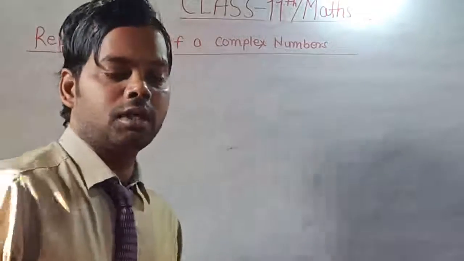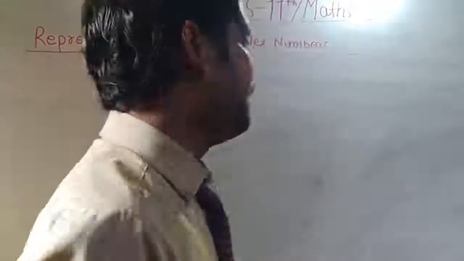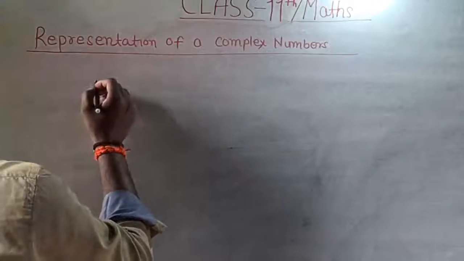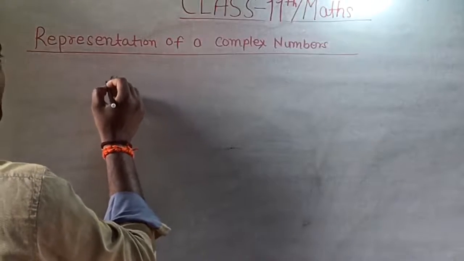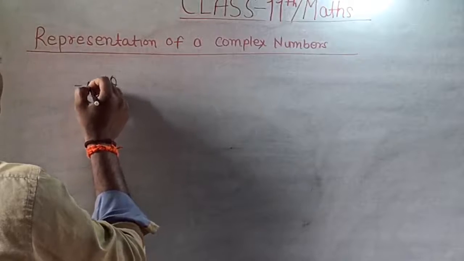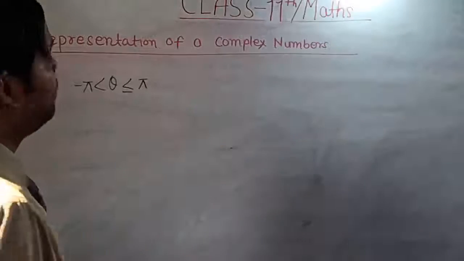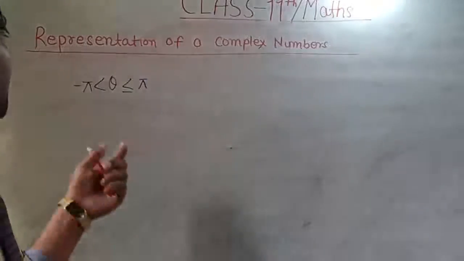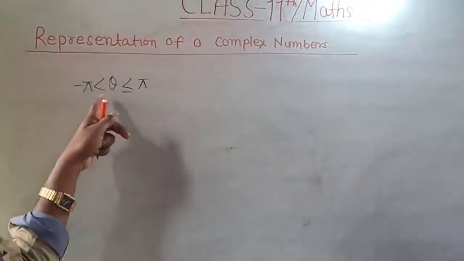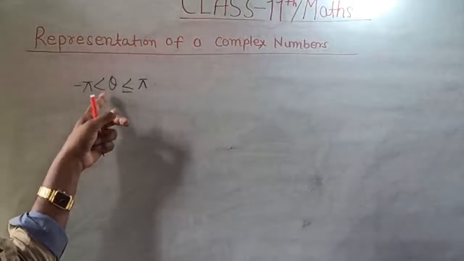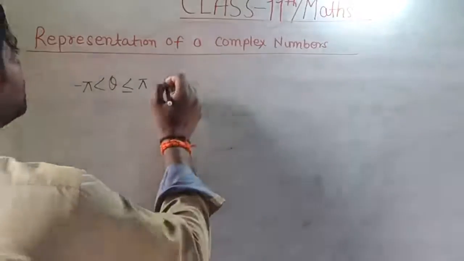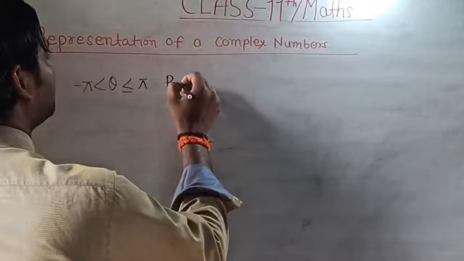Okay children, the principal value of the argument lies between minus pi and pi. This is the principal value of the argument.